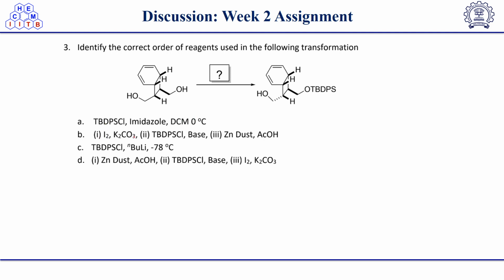Then B: first step iodine and K2CO3, second step TBDPSCl and base, third step zinc dust and acetic acid. Then C: TBDPSCl, n-butyllithium and minus 78 degrees Celsius. Then option D: first step zinc dust and acetic acid, second step TBDPSCl and base, and third step iodine and K2CO3. So which will be the correct order of reagents used in this particular transformation?